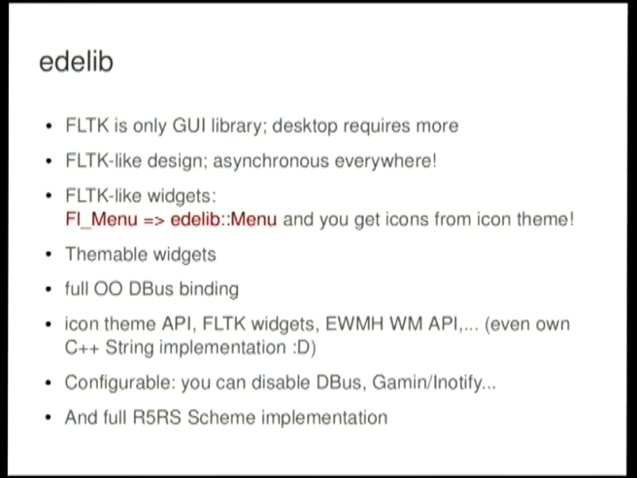Let me quickly talk about EDE-lib. EDE-lib is actually a drop-in replacement for the Fast Light Toolkit. It's just a continuation of that same library. For example, if you have a menu that is using the FLTK menu, you just replace it with the EDE-lib menu, and you will instantly get icons from icon themes inside of it. So it is designed to easily replace current FLTK code. There is also a full C++ D-Bus binding, and there is also an API for icon themes. It is quite configurable, and best of all, it gives you a full Scheme implementation inside of it.